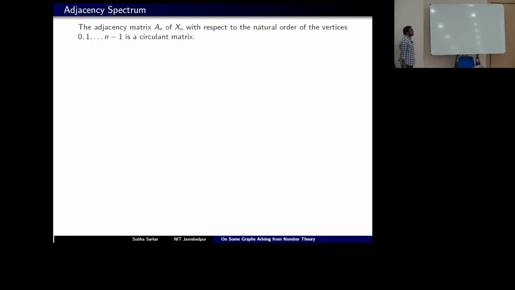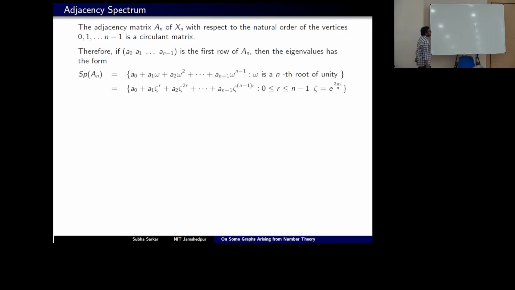Now let us come to the adjacency spectrum of this unitary Cayley graph. If I take the adjacency matrix of X_n, it will come as a circulant matrix. That means every row is a cyclic shift of the first row. So if this is the result we have already seen, then the spectrum of the circulant matrix is given by this formula. Now the first row is nothing but the adjacency corresponding to the vertex 0. Now 0 is adjacent to i if and only if GCD of i and n is equal to 1. So therefore, the corresponding a_i will be equal to 0 if GCD of i and n is bigger than 1, and it will be equal to 1 if GCD of i and n is exactly equal to 1.